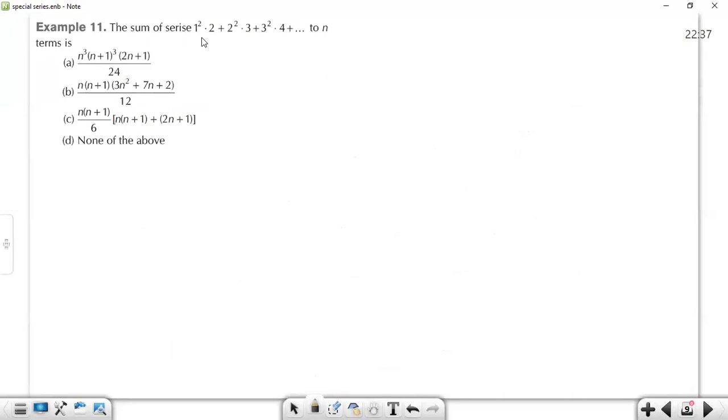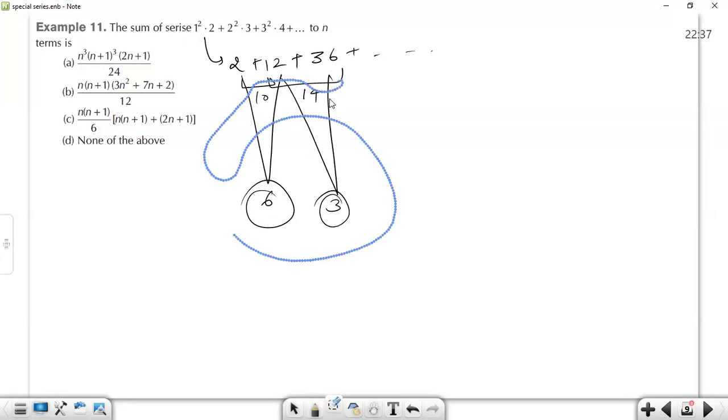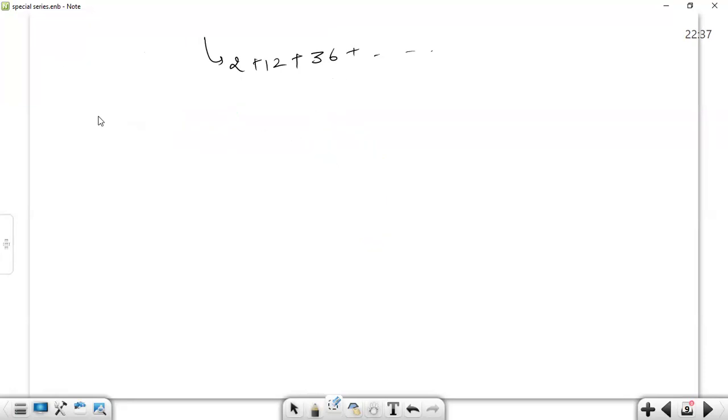So in this sequence, if you solve it, this is 2, this is 4 into 3, 12, this is 9 into 4, 36. Can you see it? Is this an AP? The difference is not common here. Let's look for the common ratio. This is 6, this is 3. The ratio is not common here either. Okay, let's try to do something then.